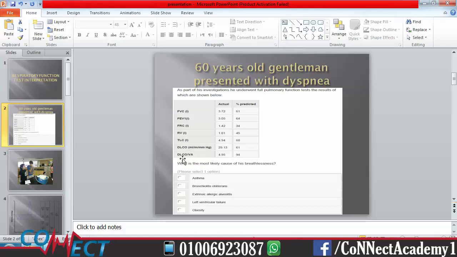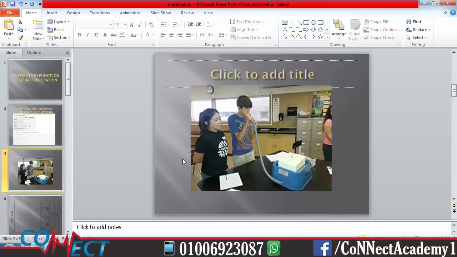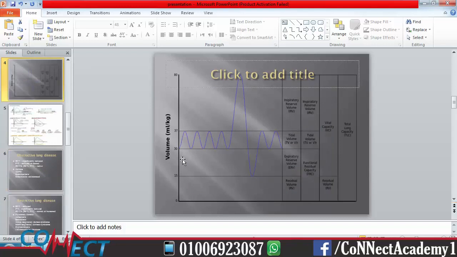To solve this kind of questions, you should know about the spirometry, and in this tool, the patient is taking a deep inspiration and is trying to do a forced maximum expiration. It is supposed that more than 80% of the air is to be exhaled in 6 seconds, and in the first second it is supposed to exhale more than 80%.